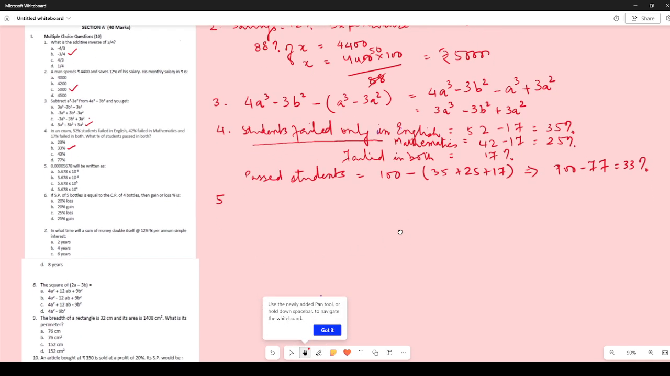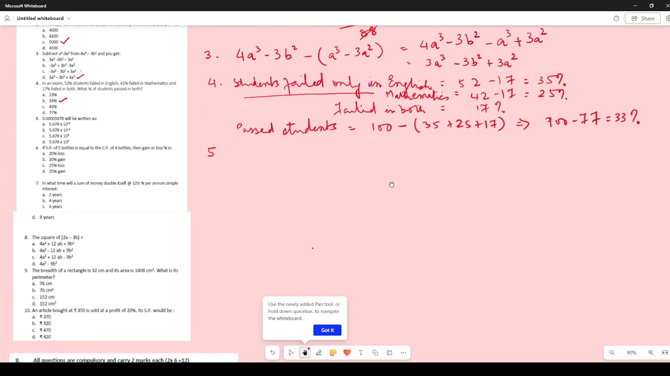Let me scroll this up a little bit. Let us use another pen just to keep things bright. So now see, 5.678 into 10 to the power what now? See, this is a decimal number which is less than 1. So the power of 10 will be negative.